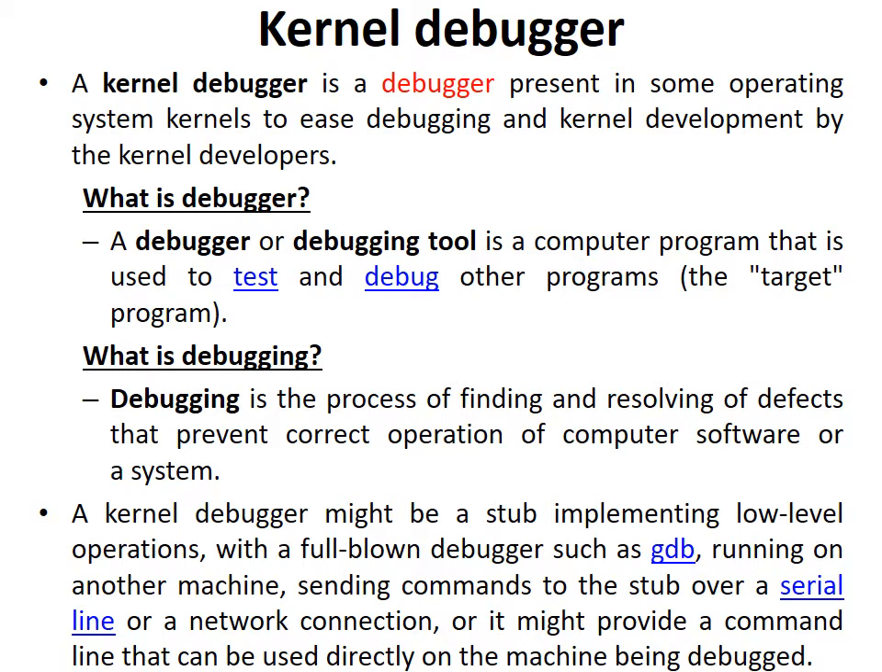A kernel debugger might be a stub implementing low-level operations with full-blown debuggers such as GDB. GDB is the GNU debugger running on another machine, sending commands to the stub over a serial line or a network connection, or it might provide a command line that can be used directly on the machine being debugged. That means there are two machines: one is the debugger machine and another is the machine which is required to be debugged.